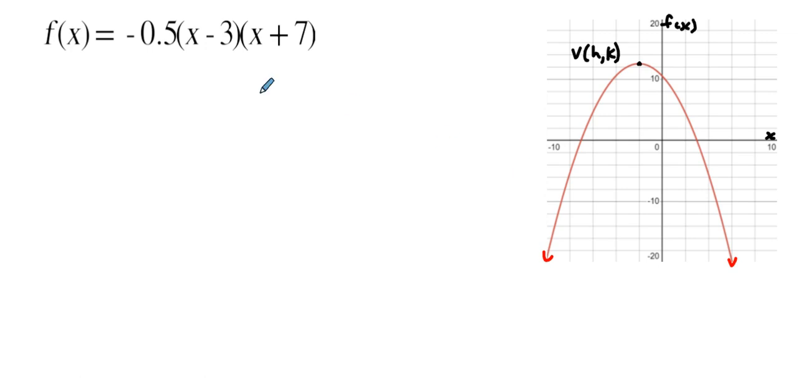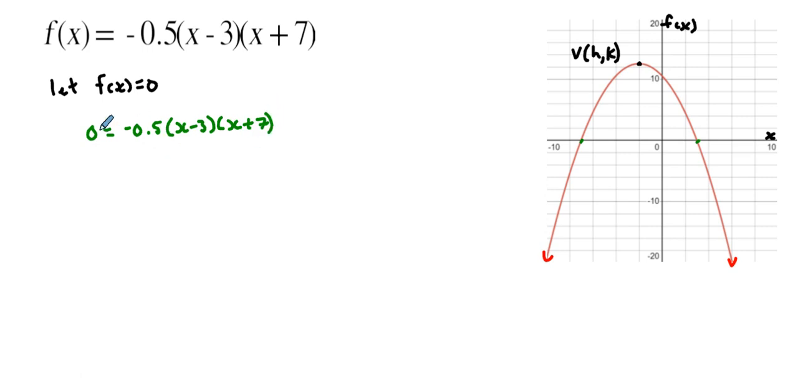From this factored form of the parabola, we can take a look at trying to find the roots. So we can let f of x equal 0. By doing this, we're going to find the roots, or the zeros, of the parabola. So we're going to find the values that are right here and right here. You can probably tell this by looking at the graph, but we're actually going to solve this out. So 0 is equal to negative 0.5 (x minus 3)(x plus 7).